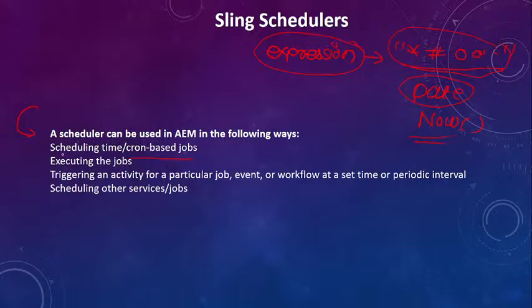First of all, it will schedule time-based jobs and cron-based jobs as well. Cron-based is nothing but these expressions. After that, it will execute the jobs. A job is nothing but your task. It will trigger an activity for a particular job, a particular event, or a workflow as well, and it will schedule other services and jobs too.